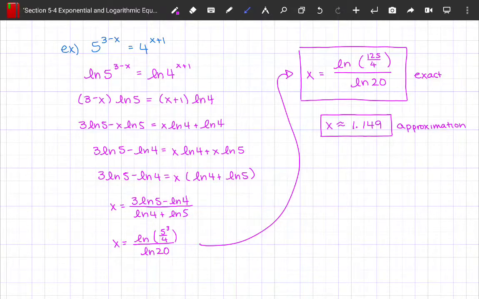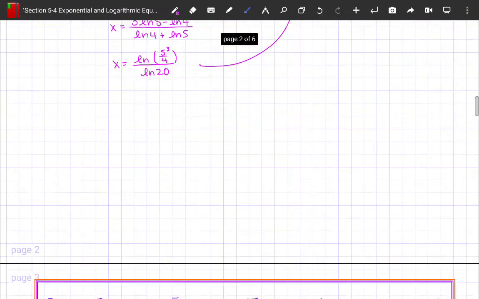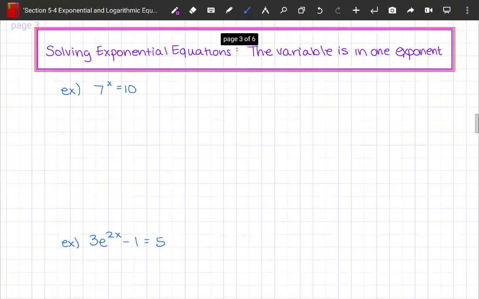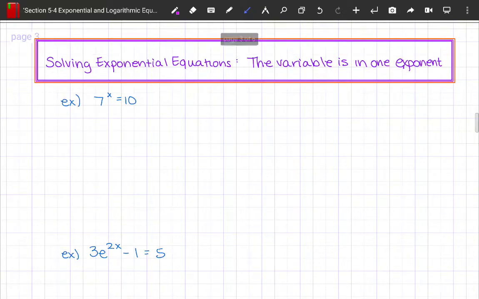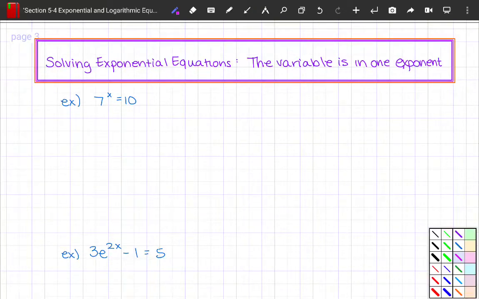Okay, so now we're going to look at the third one. What if the variable is only in one exponent? So let's look at this. I have a really basic one here, and I do want to point out something. You may go, okay, well that's easy, you just rewrite it, do the around the world thing. So it's log base 7 of 10 is x. Ta-da! Except, remember, I wanted the answer in a calculator ready base.